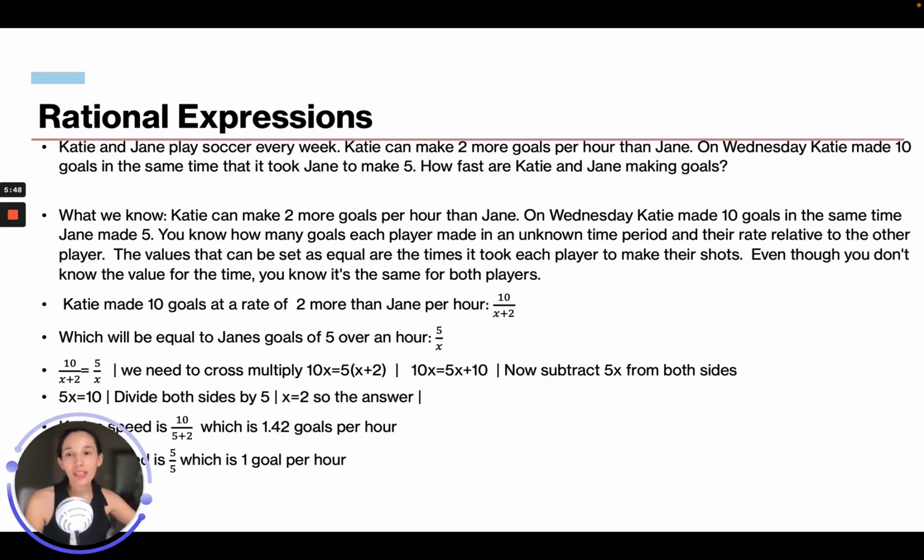So Katie and Jane play soccer every week. Katie can make 2 more goals per hour than Jane. On Wednesday, Katie made 10 goals in the same amount of time it took Jane to make 5. How fast are Katie and Jane making goals?